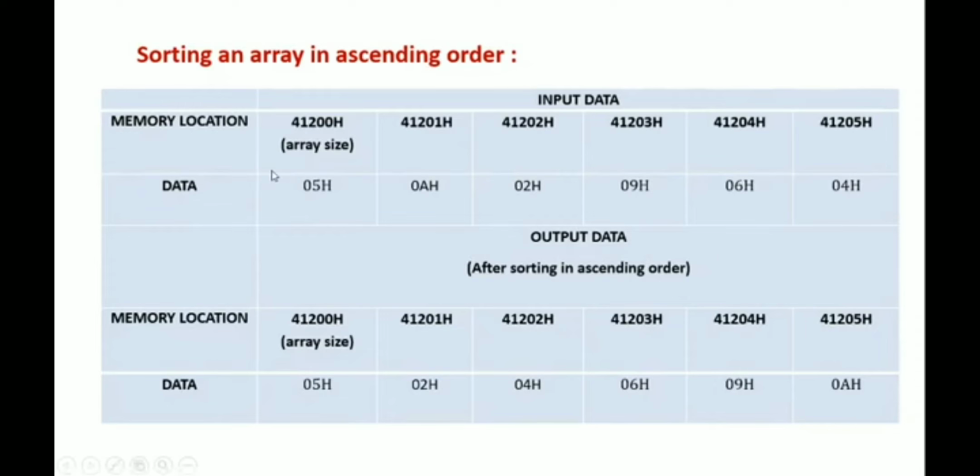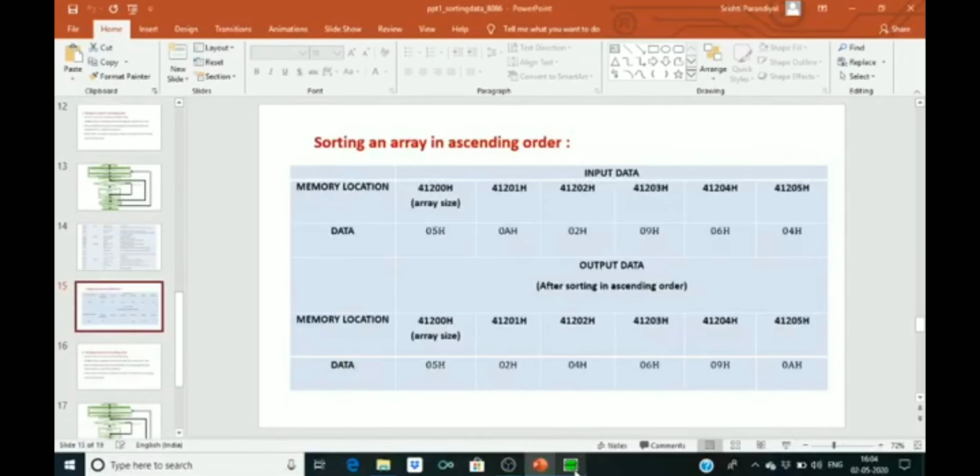So in this example I've taken, these memory locations are there. The first memory location stores the number of data, how many data elements are stored in the array. From this location to this location, we have the different elements of the array, and after execution of this program, we will get the sorted data in the same memory locations. Sorted data will be in ascending order.